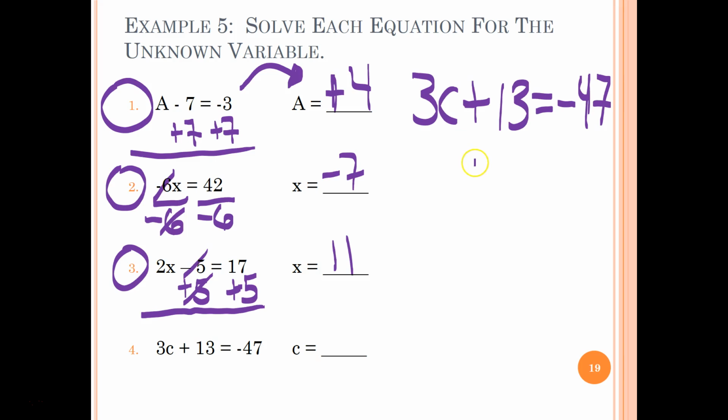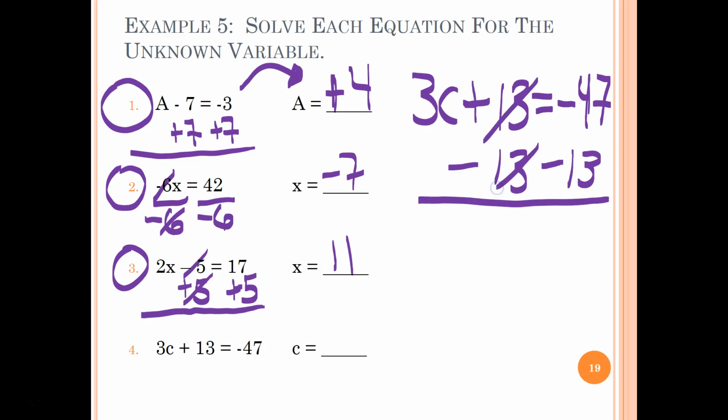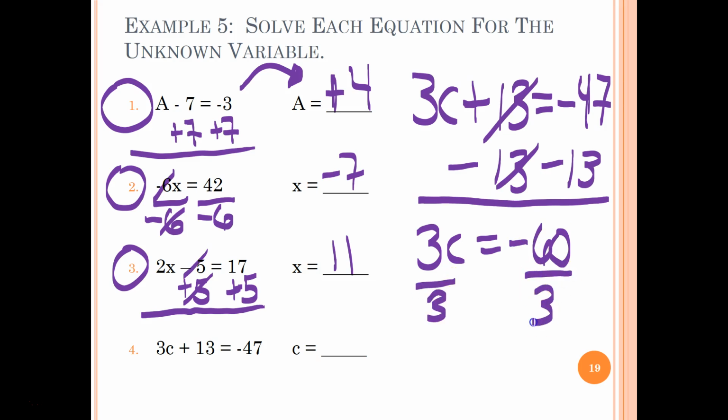Now, let me go ahead and subtract 13 to bring that number term over to the right-hand side of the equation, leaving us with 3c equals negative 47 minus 13, which is negative 60. Last step, go ahead and divide by 3, and that's going to leave us with c equals negative 20. And that's our final answer here.